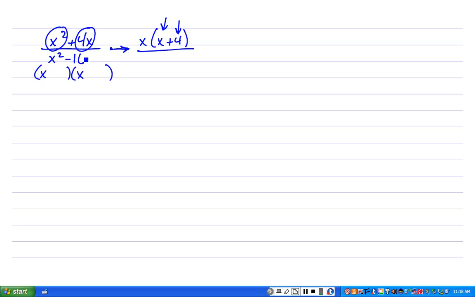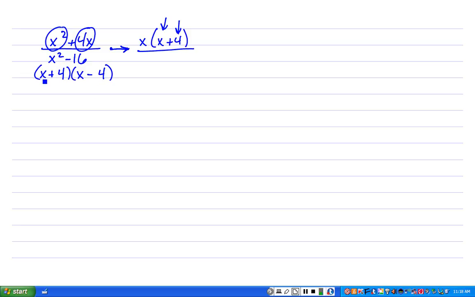Then I take the square root of 16, which is a 4, and I write it in both of the last positions of my binomials because my 16 is in the last position. And because I'm trying to get to a negative 16, I write opposite signs. So there we go. If I check it, first times first gives me x squared, last times last gives me a negative 16.